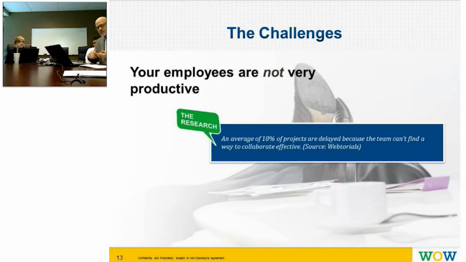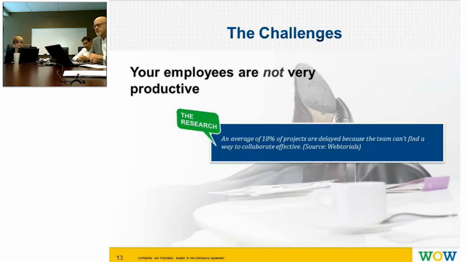So what I'm going to share with you today are just some quick-hit statistics that will help you in your conversations with your businesses to spark the self-discovery they need to take action. This first one: employees are not as productive as they could be. An average of 18% of projects are delayed because the team can't find a way to collaborate effectively.